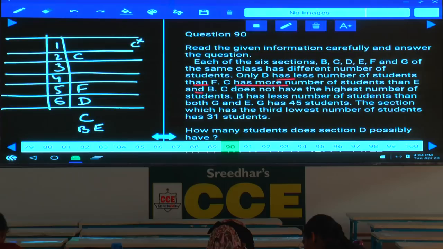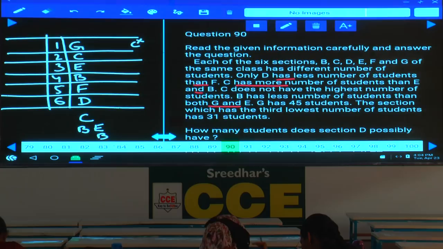And B has fewer students than both G and E. Now B is lesser than E. As B is lesser than E, B is here, and here it must be E. Now, this is the order. G, C, E, B, F, D is the order of the number of students in each of the sections.